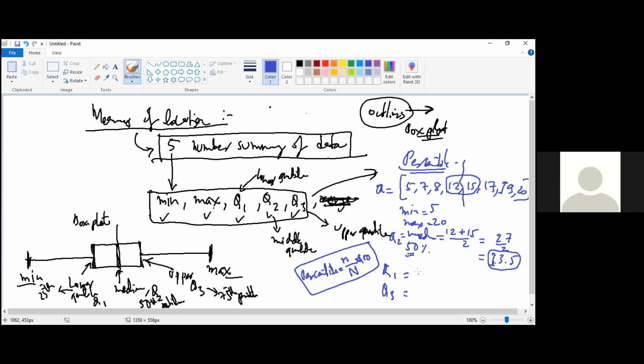So Q1 and Q3. Can anybody find Q1 and Q3 for this? Q1 is that value, that data point, below which 25% of your values appear. Can anybody find it? Try it. I have given very simple data. I hope you are sitting with pen and paper. Just check.